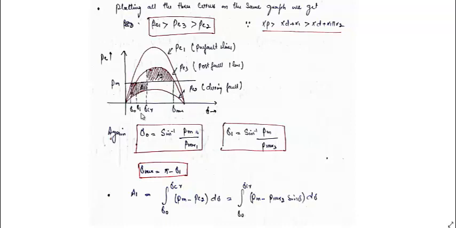Now this is very simple. Delta naught is equal to sine inverse PM by P max 1. Delta 1, which is to be calculated because of this delta max, will be equal to sine inverse PM by P max 3. Delta max is equal to pi minus delta 1. So as we have done earlier, we can calculate the area A1. A1 is from delta naught to delta CR of PM minus PE2. Here PE2, in the earlier case PE2 was 0, but here it has got some value.